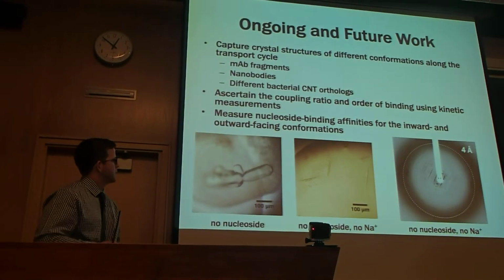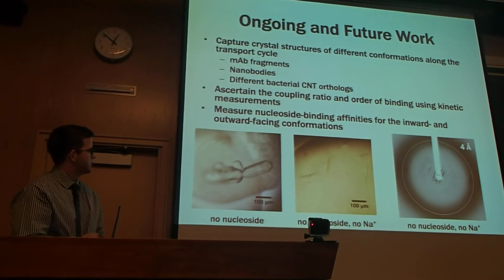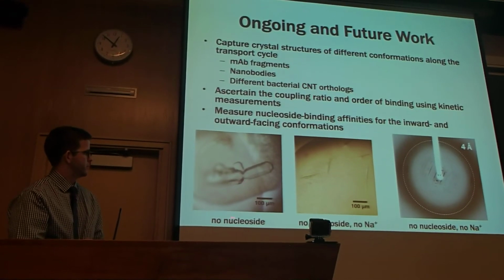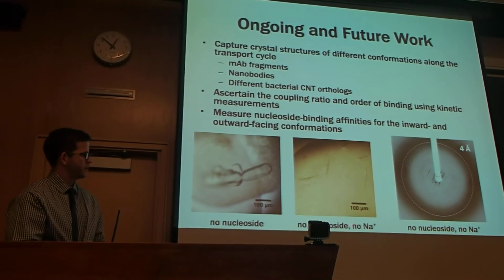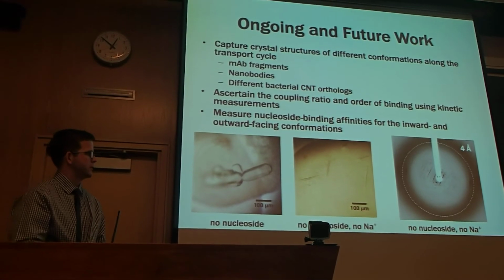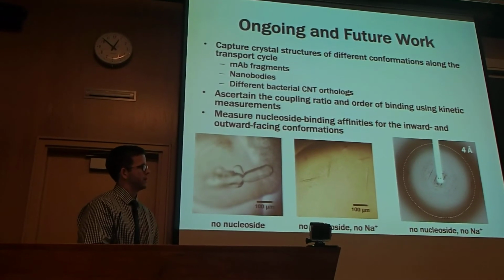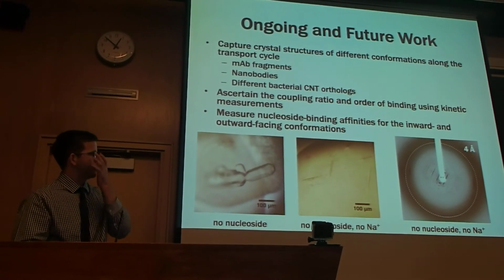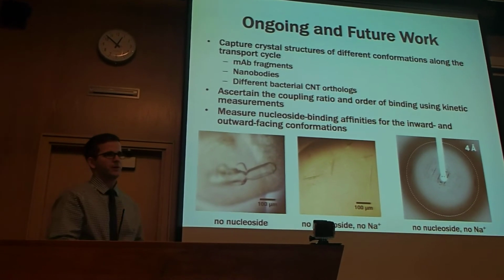And we've actually found a couple of new constructs that we can get to crystallize both in conditions that have sodium but no nucleoside, and completely apo conditions, so no nucleoside, no sodium. And recently, from one of these apo crystals, we were able to collect data at 4 angstroms, which for a membrane protein is getting close to where we want to be.